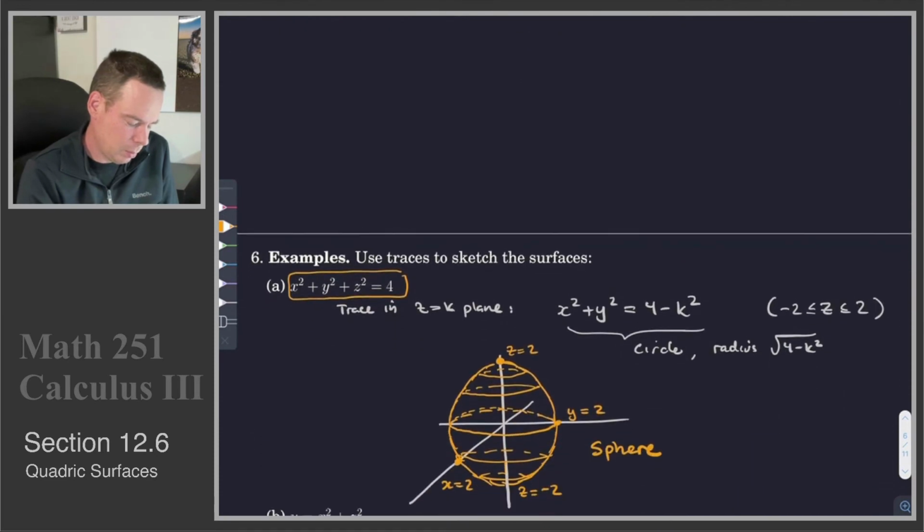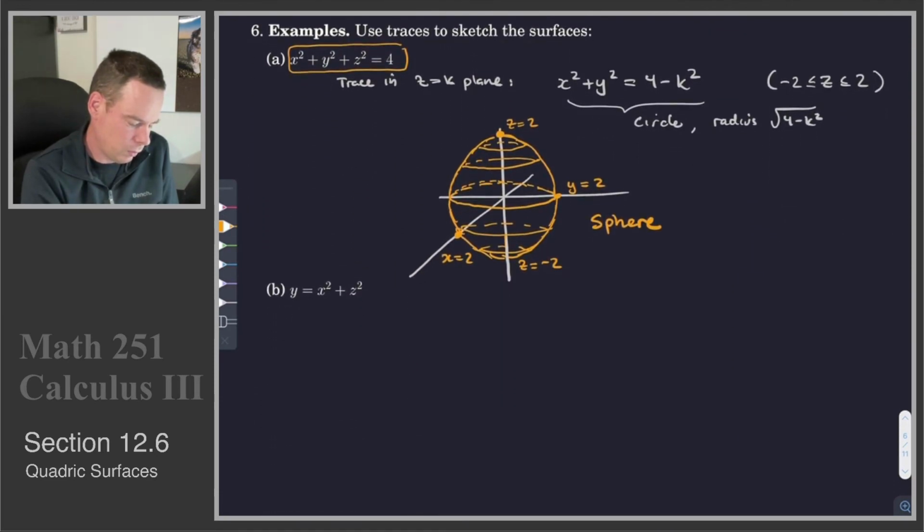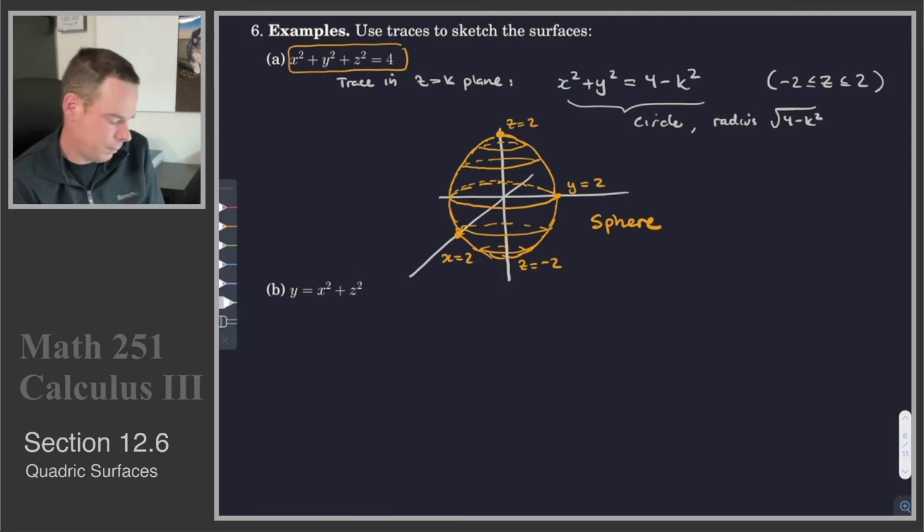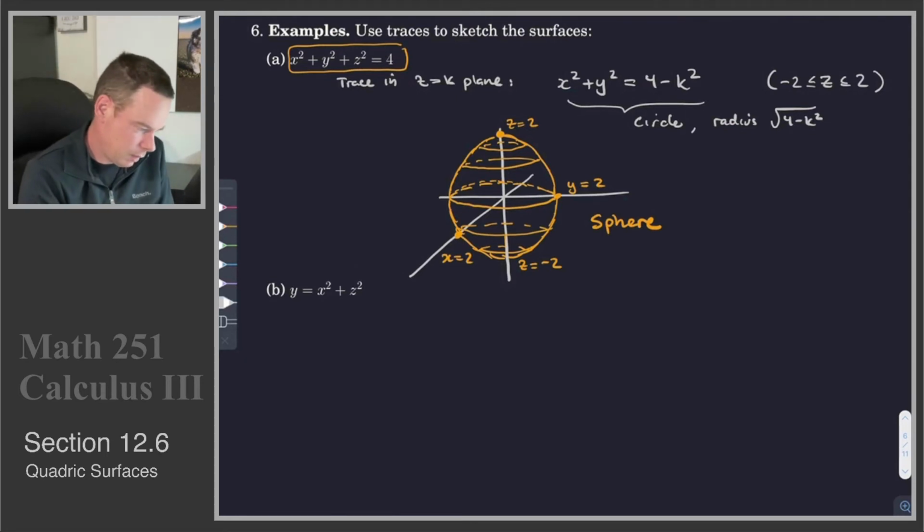So that was our first example. A sphere is what's known as a quadric surface. What else can we get? Well, let's look at this next one. y is equal to x squared plus z squared.